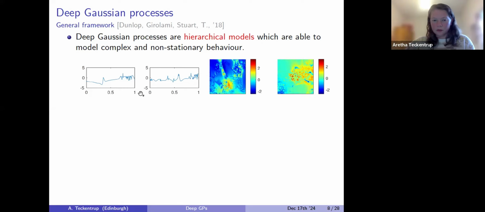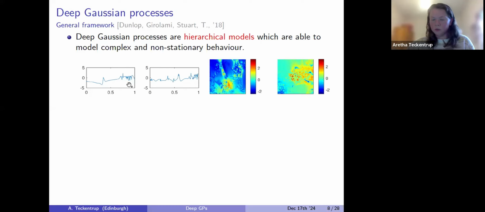So here I have sample paths in 1 dimension, and you can see that what we're getting with this particular construction of the deep GPs that I've chosen to generate these plots is that in some parts you get something that's very smooth, and then in other parts you have something that's very oscillatory.